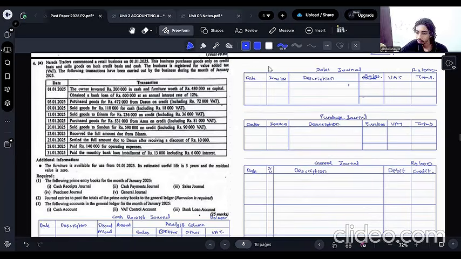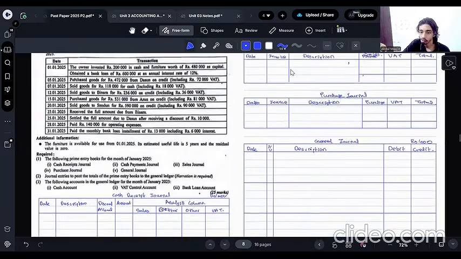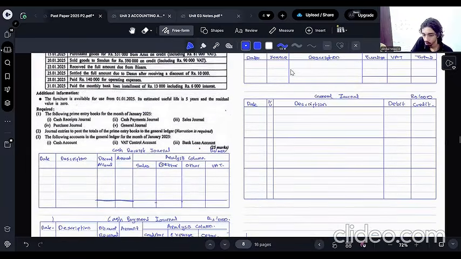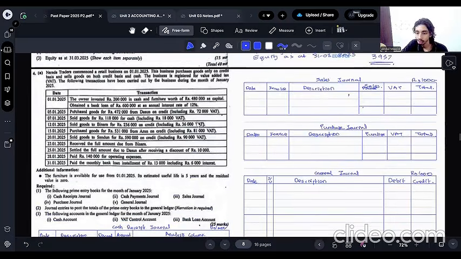Starting off with the first one, the owner invested 200,000 in cash and a furniture worth 480,000 as capital. So the owner investing 200,000 in cash should be recorded in the cash receipt journal. On 1st of January, you can say capital, 200,000 in the other column.